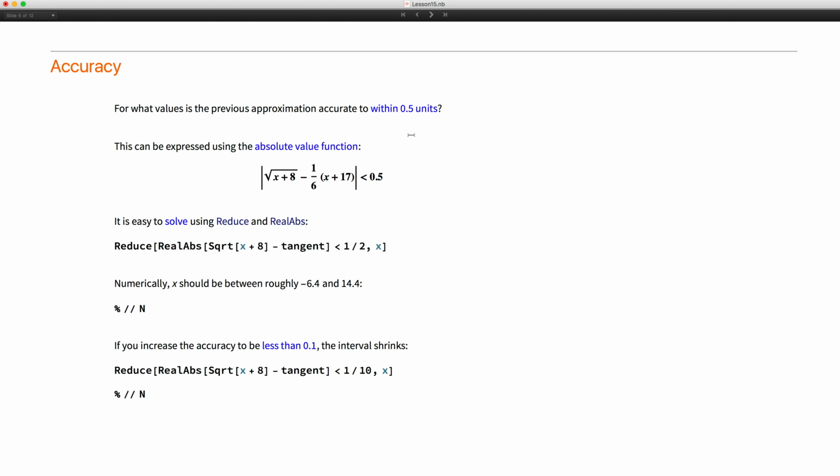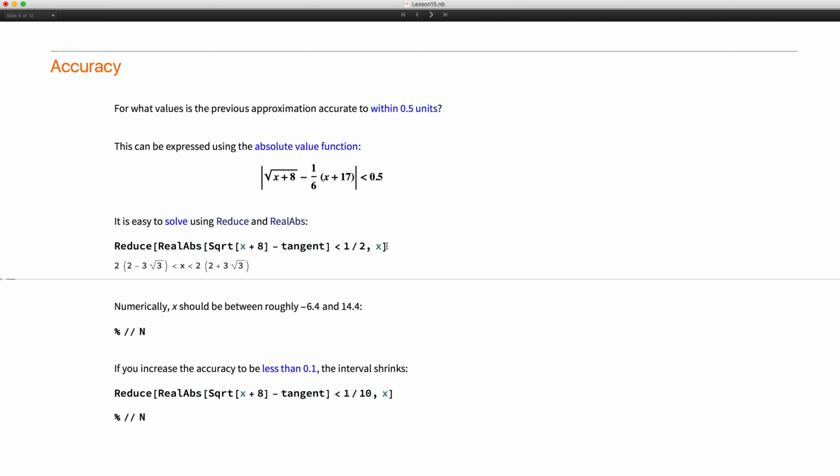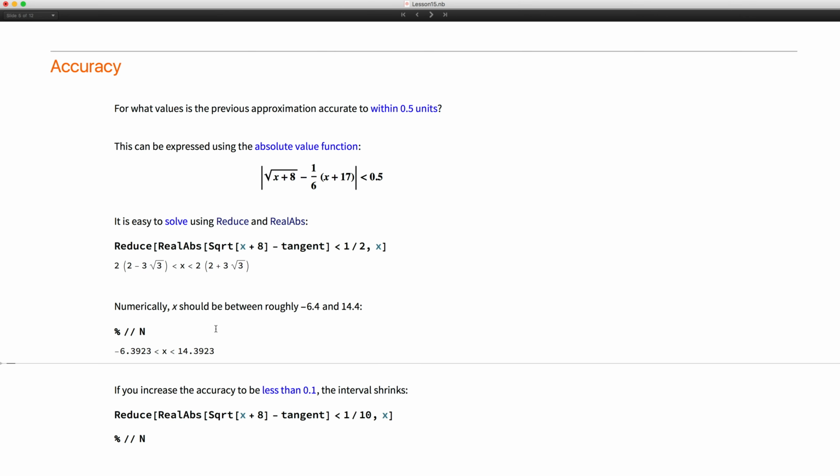Okay, the question now is, how accurate is that approximation? So suppose you want to have an accuracy within 0.5 units. Well, here's the equation. That's the exact expression. That's a tangent, and you want that difference to be less than 0.5. So what you can do is set up an equation with the reduced function and solve, and then numerically the values lie between negative 6.3 and 14.39. So as long as you stay within that range of x, you'll get an approximation which is correct to within 0.5 units.